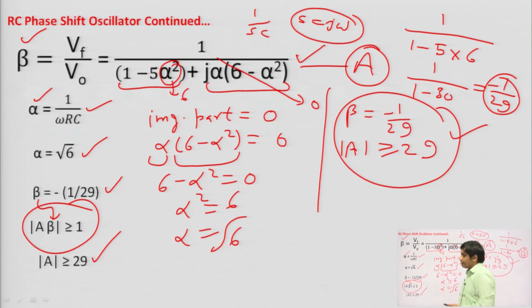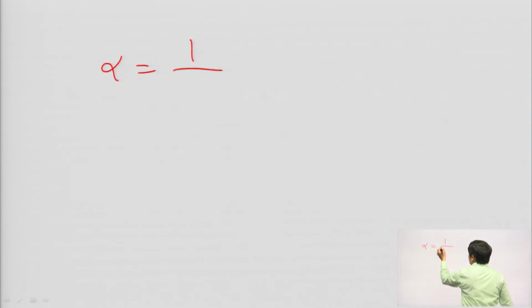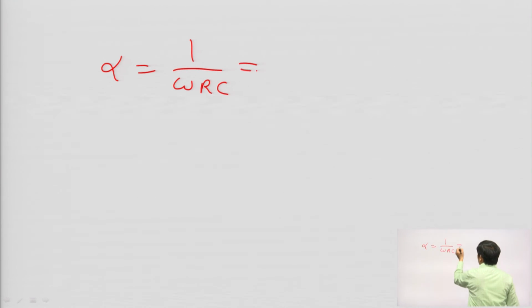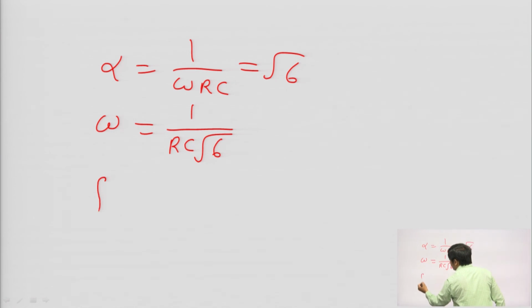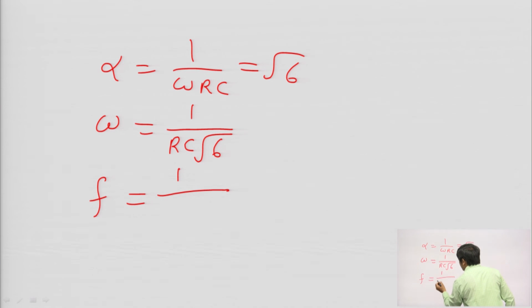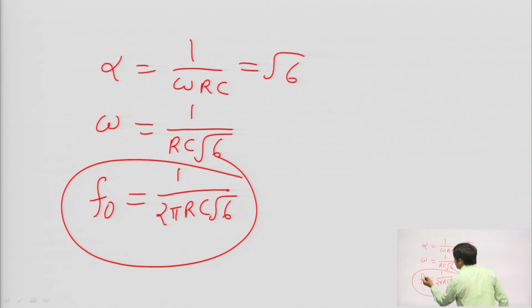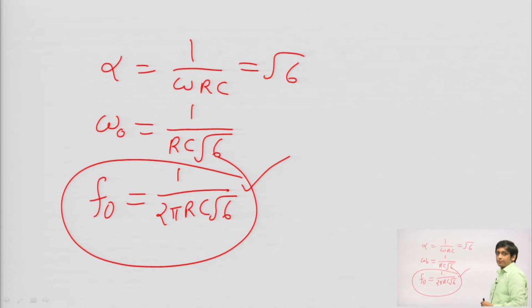Now, what is the frequency of oscillations for this phase shift oscillator? Since we have got alpha is equal to 1 upon omega RC, and alpha is under root 6. So, what is omega? Omega is 1 upon RC under root 6, omega is equal to 2 pi f. So, f is equal to 1 upon 2 pi RC under root 6. Sometimes we write it omega naught, f naught. So, it means that the frequency of the output signal generated by the RC phase shift oscillator is 1 upon 2 pi RC under root 6.